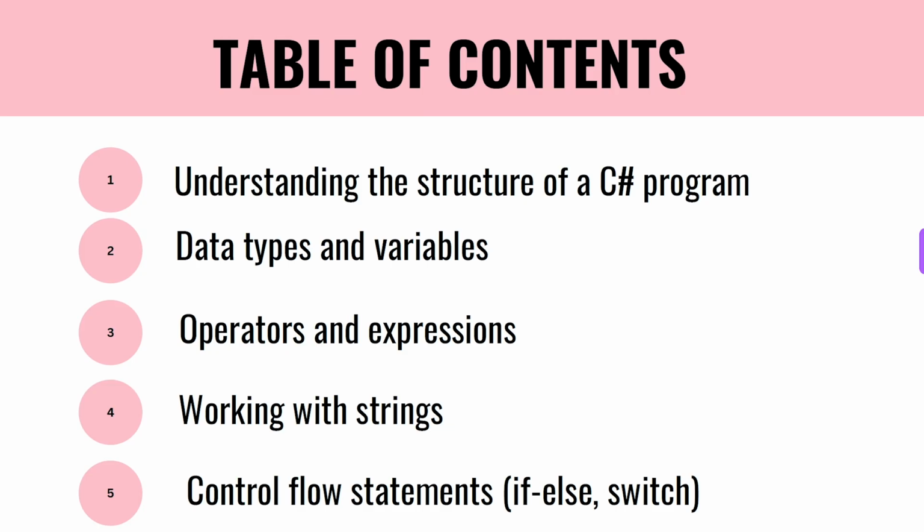We'll begin by understanding the structure of a C# program. Then we'll proceed to data types and variables. Furthermore, we are going to do operators and expressions. Then we'll proceed to working with strings. And finally, we'll look at the control flow statement. These will be things like if else and switch statements. So let us not waste any time and jump right into it.